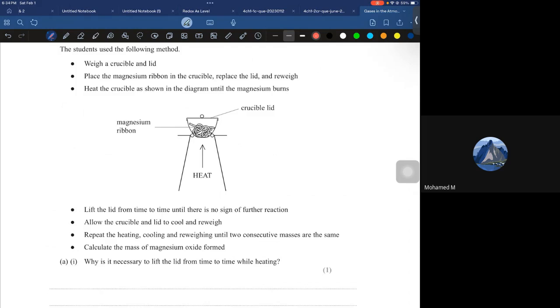To leave the lid open all the time for heating, so the gas doesn't get trapped in it. So the pressure of the gas is not too much inside. Okay?